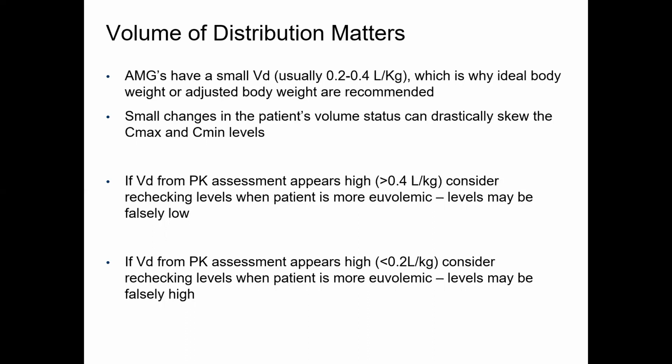And because the volume of distribution is so small, very small changes in the patient's volume status can drastically skew our levels. Because if you have a patient who's usually very small and petite, or even cachectic, but you volume resuscitated them with 3 or 4 liters, then their very small volume is now increased by 3 or 4 liters, and that can drastically change our Cmax and Cmin levels. So it's always a good idea to address the volume of distribution, which is why it's in our recommended calculations if you're doing it by hand, and it's also going to automatically calculate in our calculators that you may use in your practice.